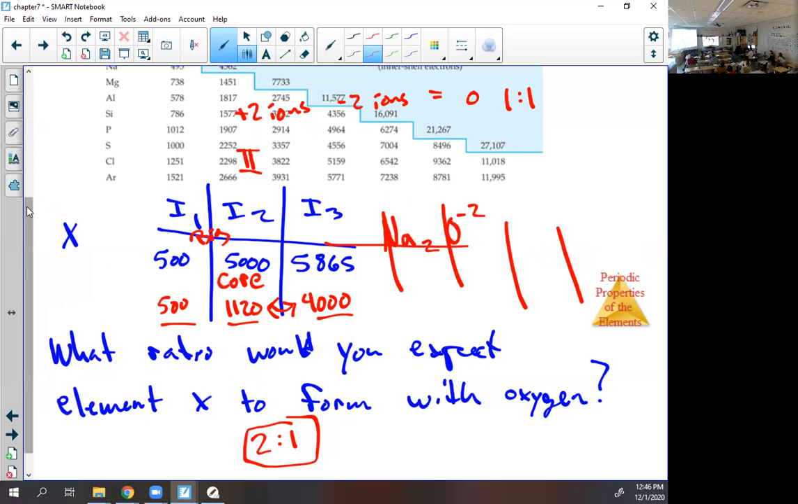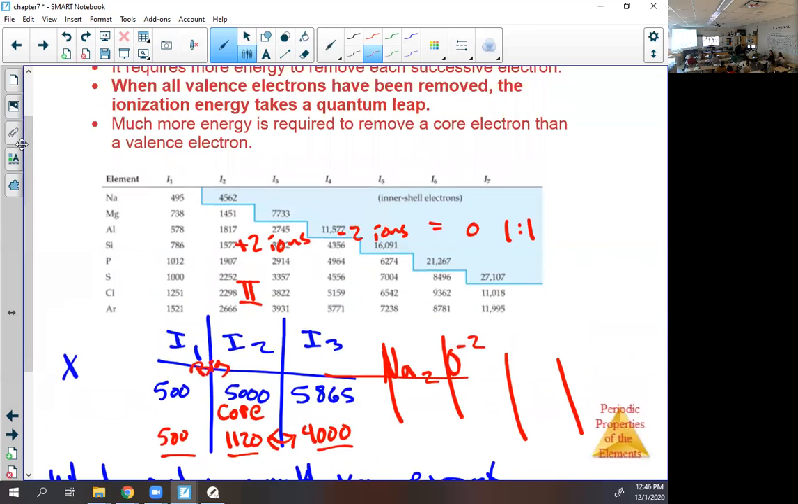Wait. So how did you figure out the other one? The other one was family 1, or was it? The first one was family 1. Okay.